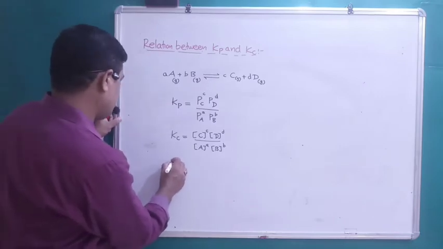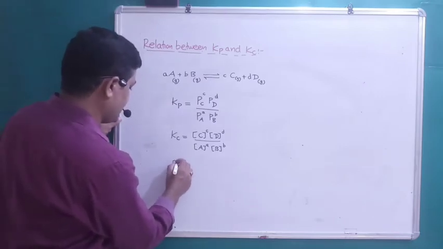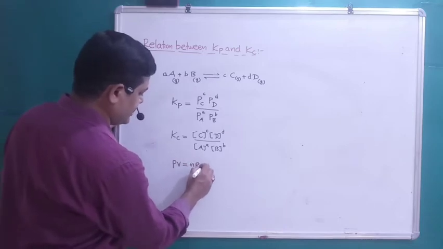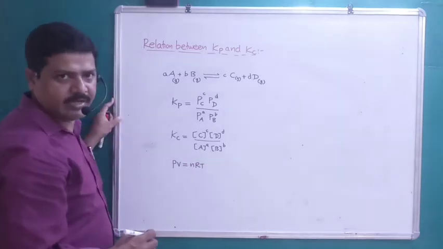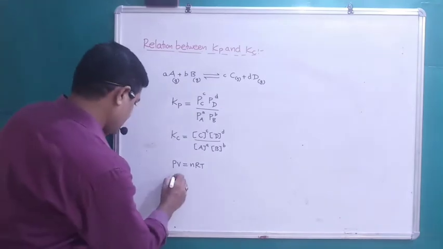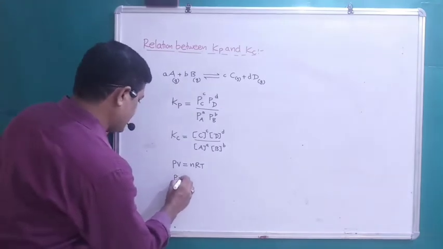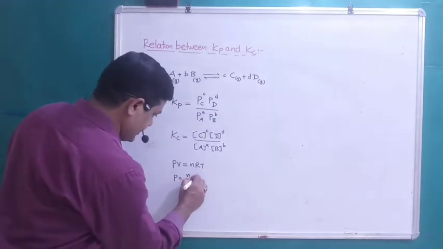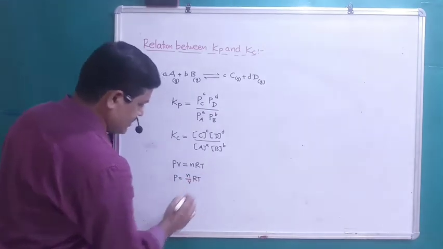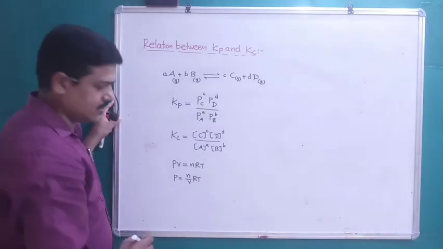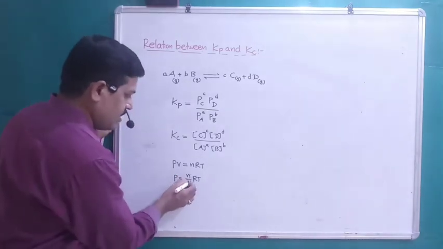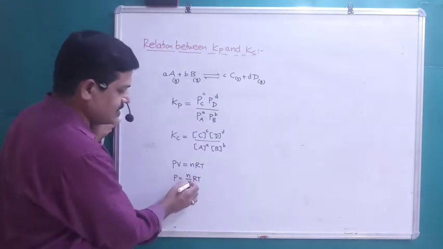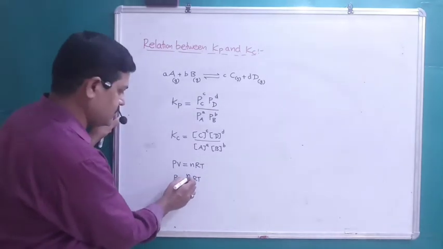Students, from the ideal gas equation we can write PV is equal to nRT. Ideal gas equation, PV is equal to nRT. If you transfer V to the other side of the equation, we will get n by V into RT. P is equal to n by V into RT. Here n by V is the same as the active mass. Number of moles divided by volume will give us molarity.